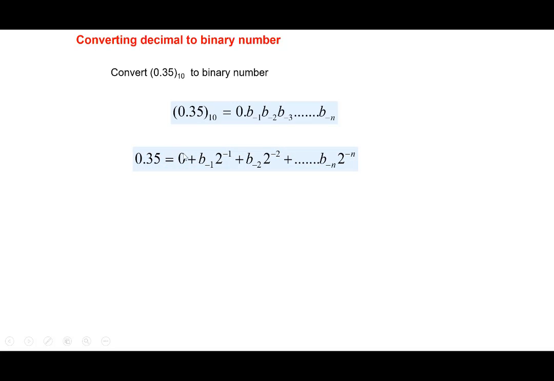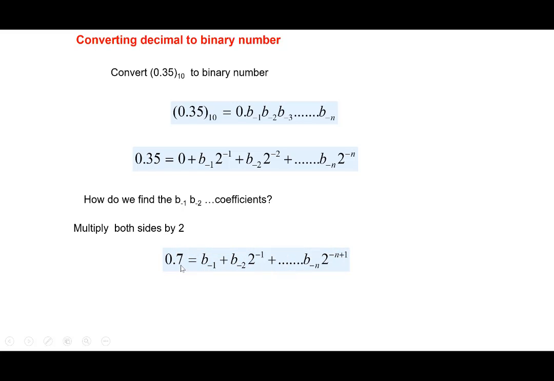0.35 is equal to 0 plus b minus 1 times 2 to the power minus 1, plus b minus 2 times 2 to the power minus 2, and so on and so forth. So let's multiply by 2. Multiplying both sides by 2, we get 0.7, and so 0 is out, and on the right we get b minus 1 plus the rest. Note that there's nothing before the decimal point, this is 0, so b minus 1 has to be 0 if you match the left and the right hand side. So 0.7 must be equal to the rest of the number here.